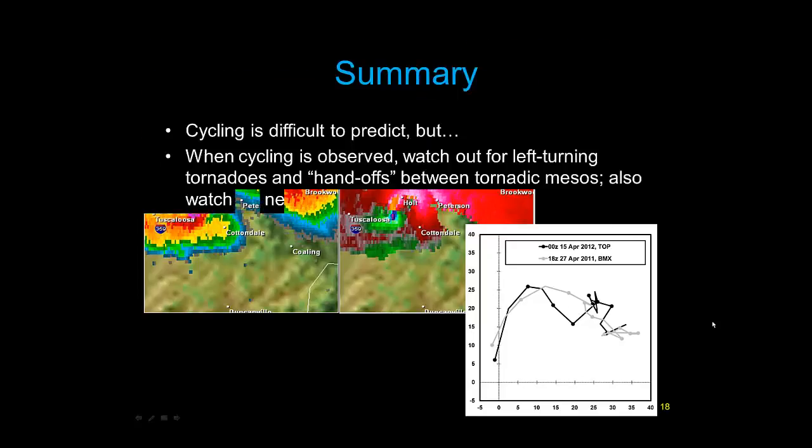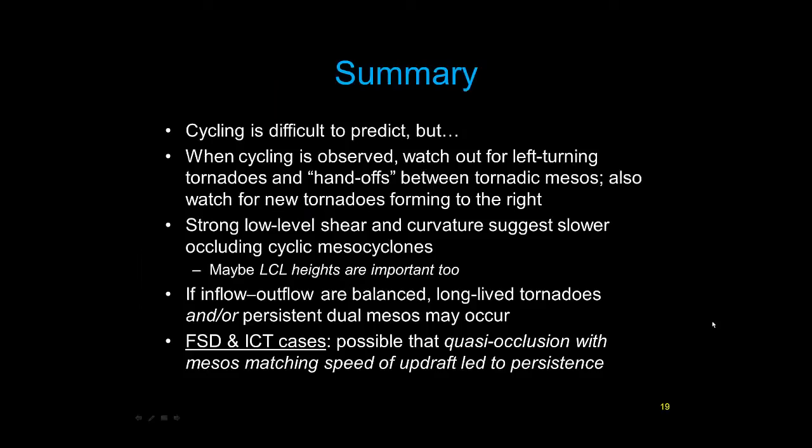So where does that leave us? No surprise, and everybody knows this, the cycling is very difficult to predict, but I think there are a few things that we can take into account. Actually, the most important thing, I think, is that if you're observing cycling, we need to watch out for the tornadoes that turn left, and also the so-called handoffs between the left and the right turning tornado.